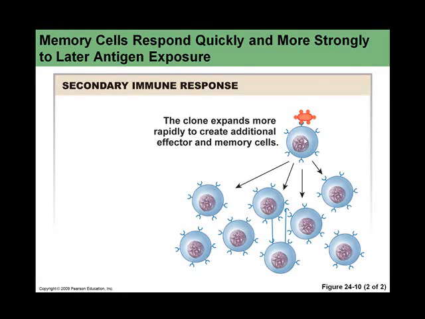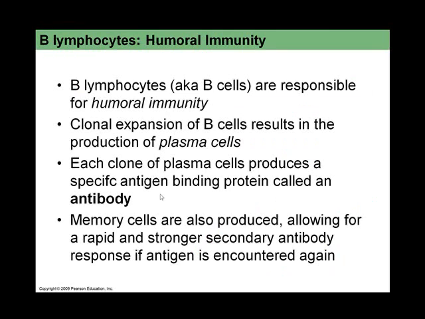They don't live forever. But these memory cells are, we hope anyway, going to live as long as we do. There's some uncertainty as to how long they may live. If you were vaccinated at birth, are those memory cells still with you when you're 80? So we're learning more all the time as we ask these kinds of questions. So those that are determined to terminally differentiate and do their job become the plasma cells. And then each clone of plasma cells produces a specific antigen-binding protein called an antibody.